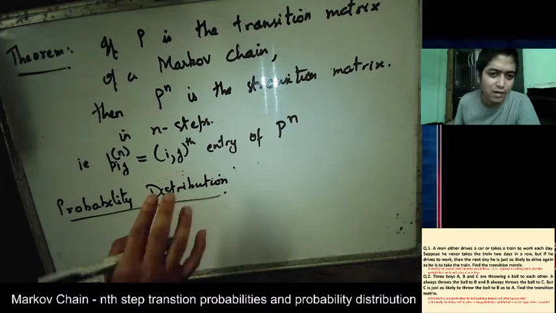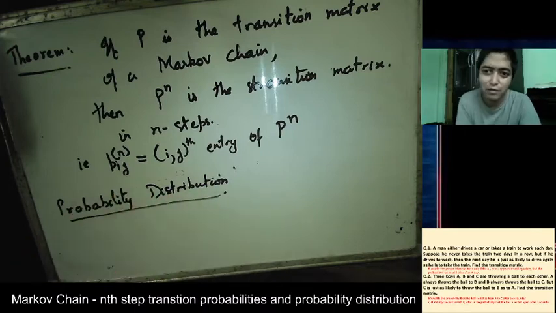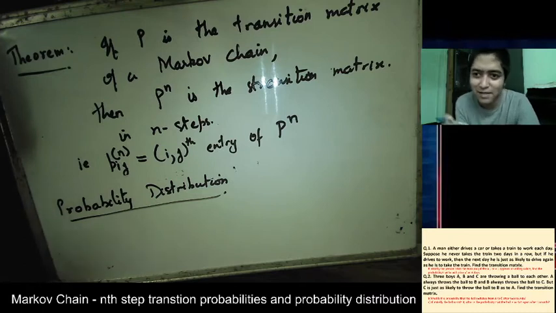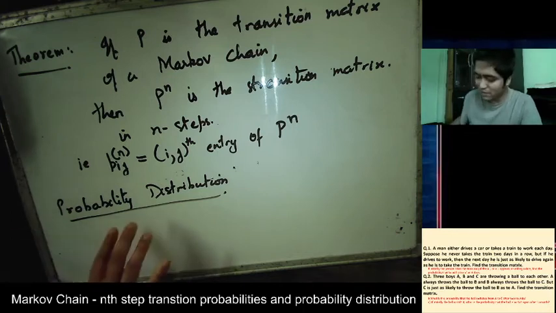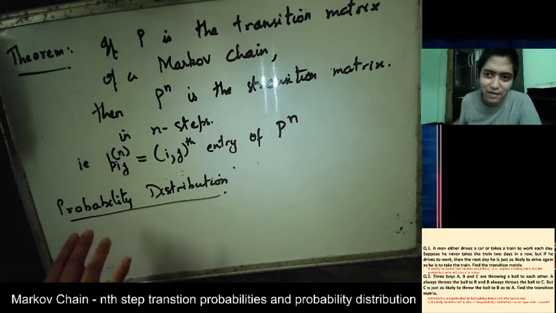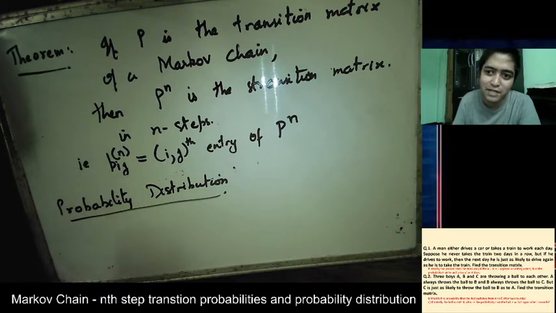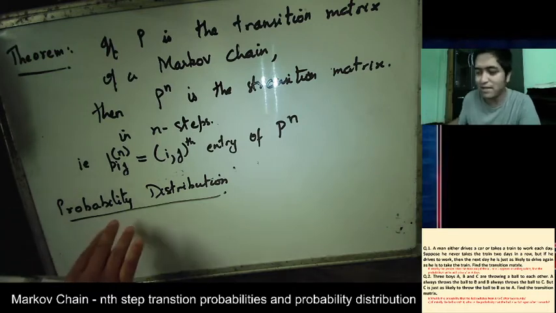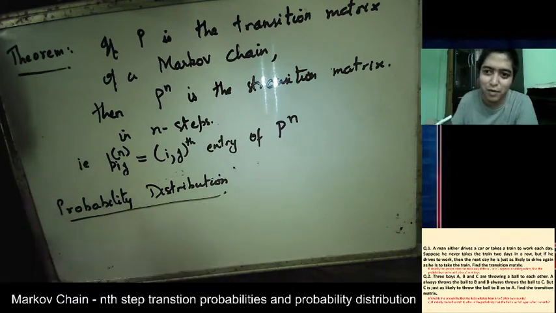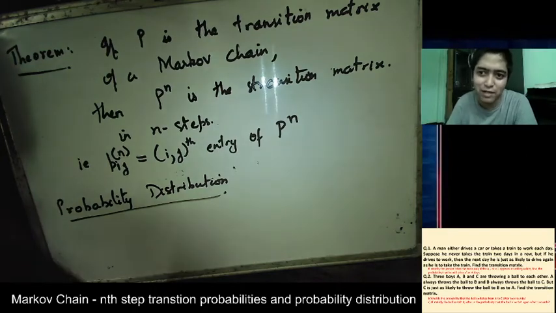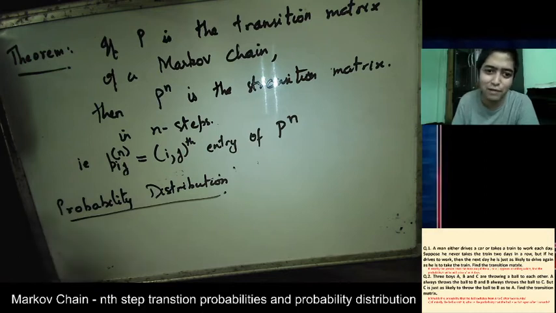When talking about transition probabilities, we are always mentioning that the state changes from one state to another state. But probability distribution is different from transition probabilities. Over here, we are not considering any more change. We are simply calculating the probability that the system will be in one state.